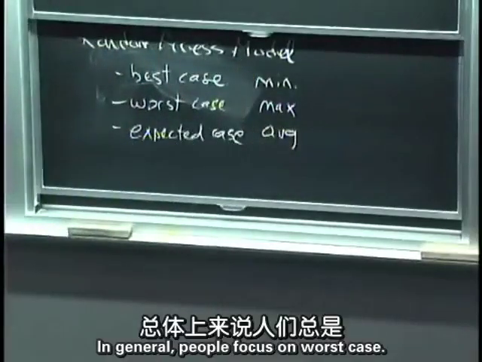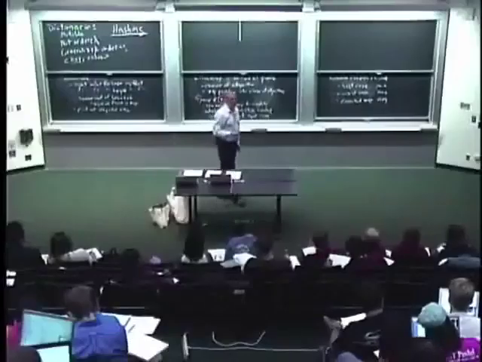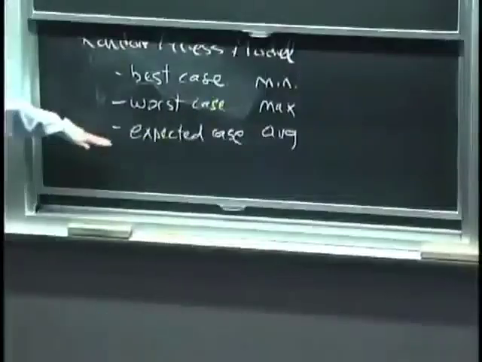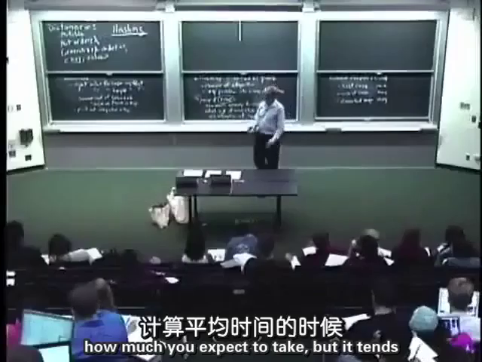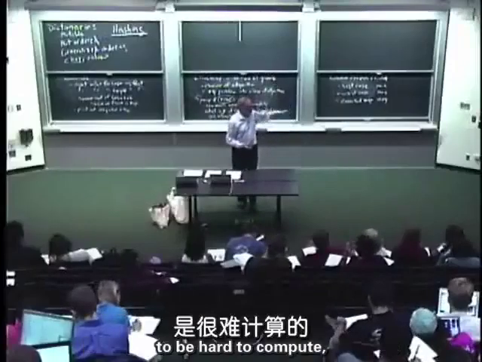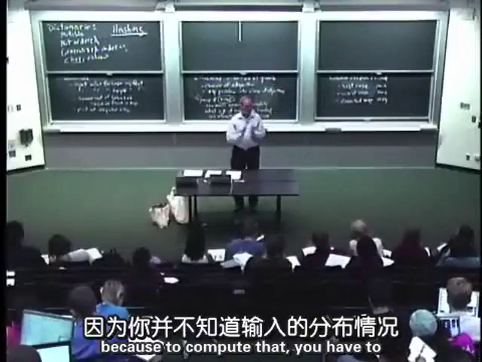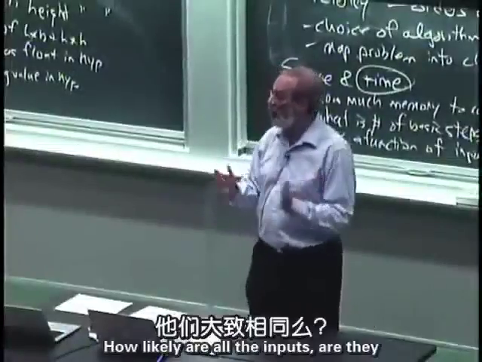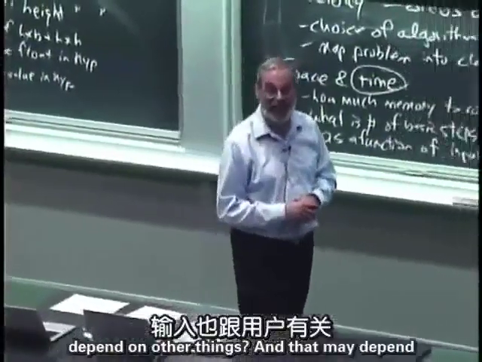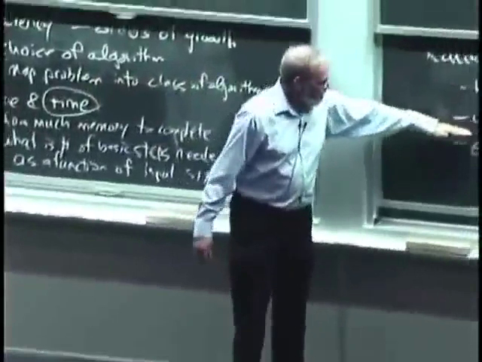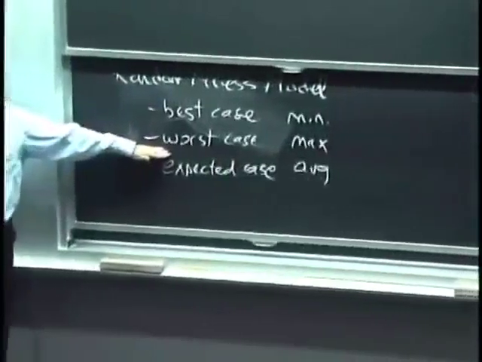In general, people focus on worst case for a couple of reasons. In some ways, expected case would be nicer. It's going to tell you on average how much you expect to take. But it tends to be hard to compute, because to compute that, you have to know a distribution on inputs. How likely are all the inputs? Are they all equally likely, or are they going to depend on other things? And that may depend on the user, so you can't tend to get at that. We're, as a consequence, going to focus on worst case.